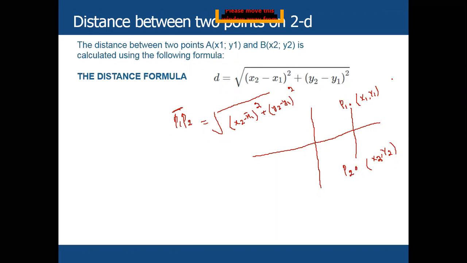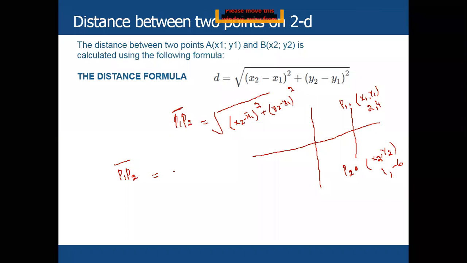If the points are given, like 2 and 4, for example, point number 2 is in the fourth quadrant. So x is positive but y is negative. Let's suppose we have 1 and -6. So how can we find the distance between point number 1 and point number 2?